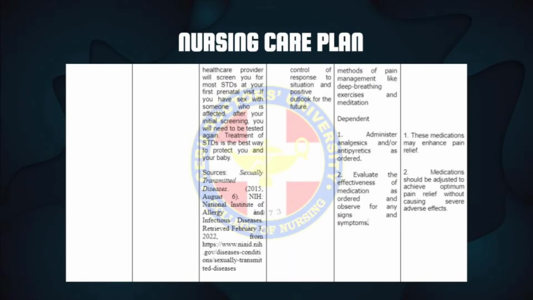For our dependent nursing intervention, first is to administer analgesics and or antipyretics as ordered. Second is evaluate the effectiveness of the medication as ordered and observe for any signs and symptoms.